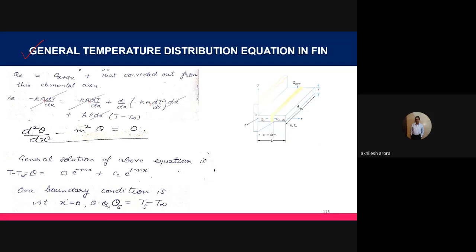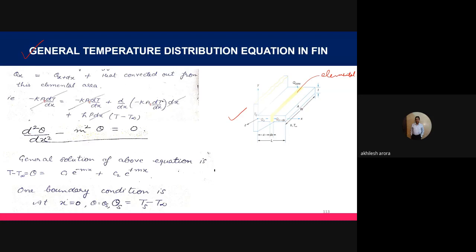Okay, so I will just review it once again. So we started with a rectangular or a pin fin with a circular cross section. But for the reference here, I have shown this particular diagram. This is the fin. This is a rectangular fin, and you can see here, this was the elemental area.